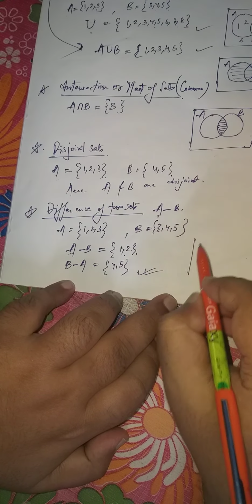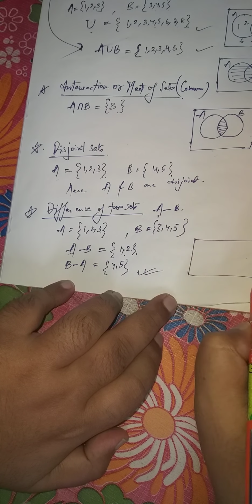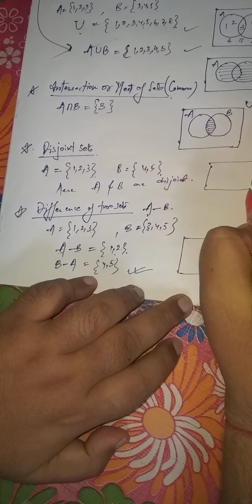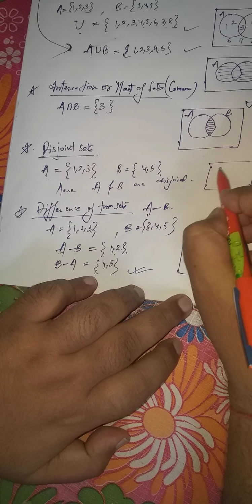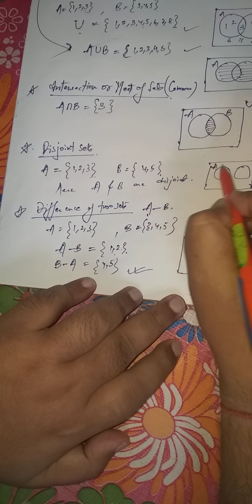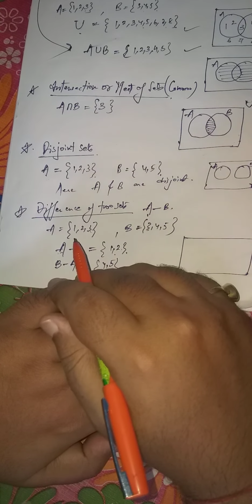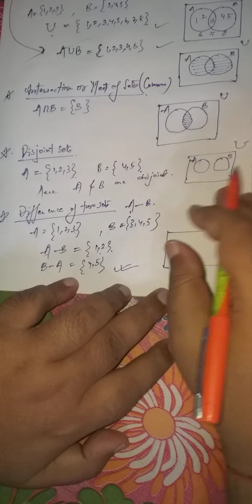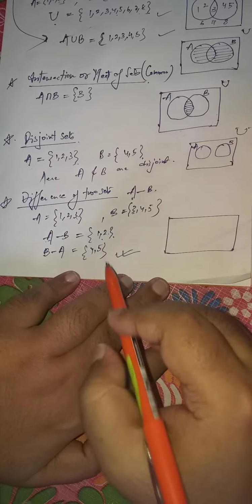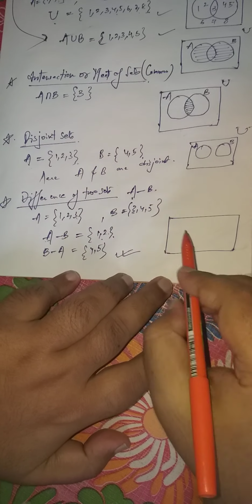Now Venn diagram. See, Venn diagram. For disjoint set, Venn diagram is nothing. Don't bother about this. Disjoint set, A is here, B is here. There will be no common elements. So if this set represents A, then this will represent B. Simple. For disjoint set, this is the Venn diagram. But here, difference of two sets. Difference of two sets, see.